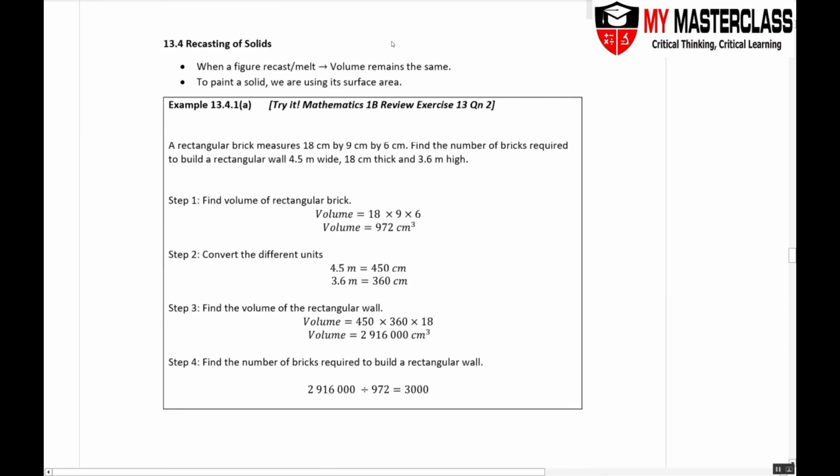The next portion that you have here is recasting of solids. Now you have to apply the formula that we have learned. When I recast a solid, essentially I'm changing the shape of the solid. So, change of shape. That means maybe I will melt the current solid that I have and form another shape with it. Key thing, put a star here: when I recast or melt a solid, your volume remains the same.